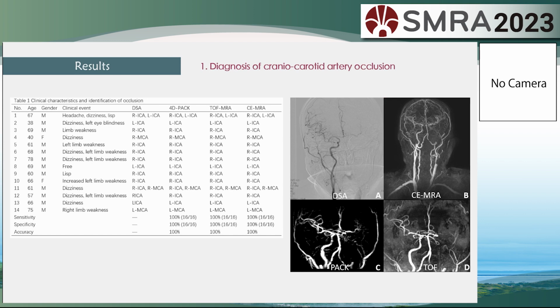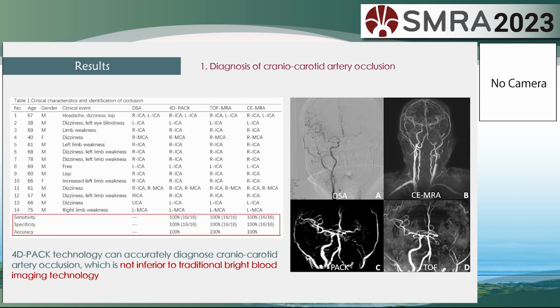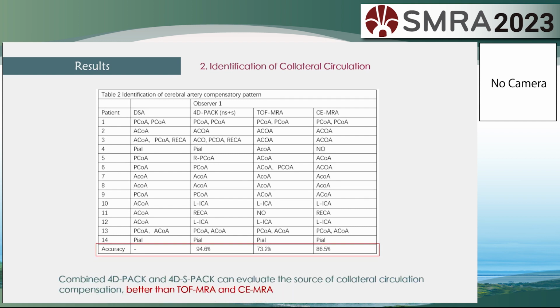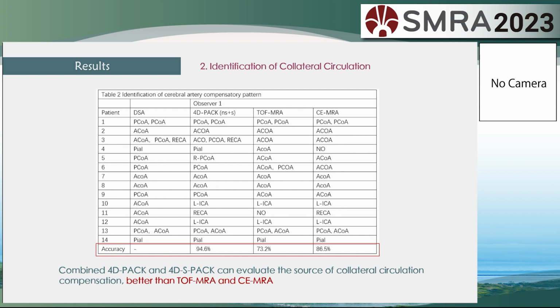In the 14 patients with 16 cranial carotid artery occlusions, we can find 4D PEC technology accurately diagnosed all of them, which shows it is not inferior to traditional bright blood imaging technology. On identification of collateral circulation, we can find 4D PEC and 4D SPEC, mainly 4D SPEC, can evaluate the source of collateral circulation better than TOF-MRA and CMRA.